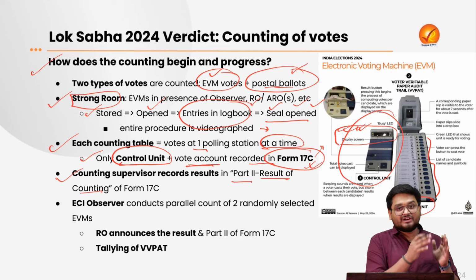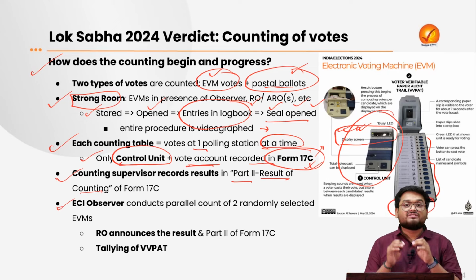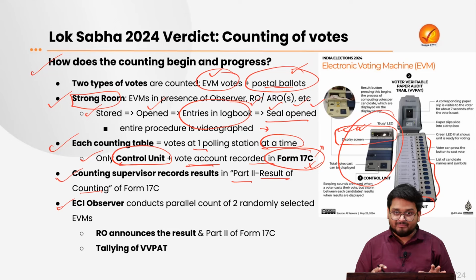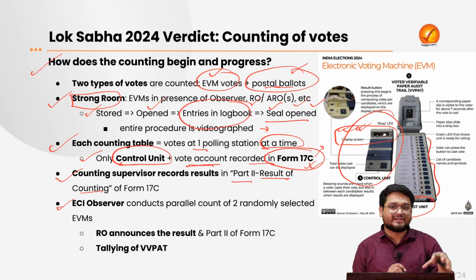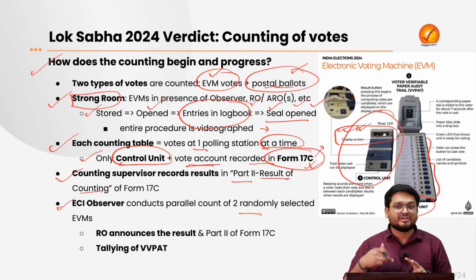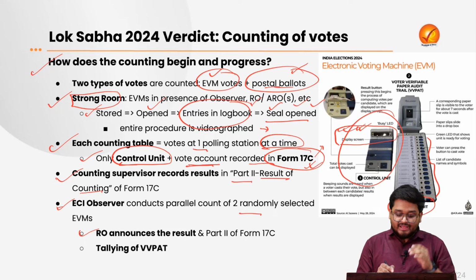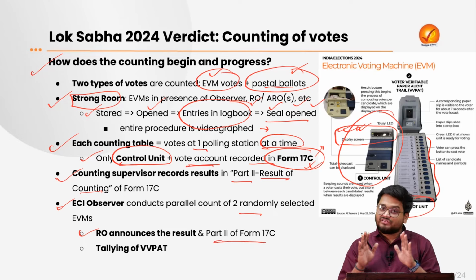After counting, the records also have to be maintained simultaneously. Finally, the ECI observer, the Election Commission of India observer, will conduct a parallel count. After all the counting rounds have been completed, the ECI observer will randomly select any two EVM machines and verify them on her or his own. After this, finally, the RO will announce the result, and this result will also be recorded in Part 2 of the 17C form.